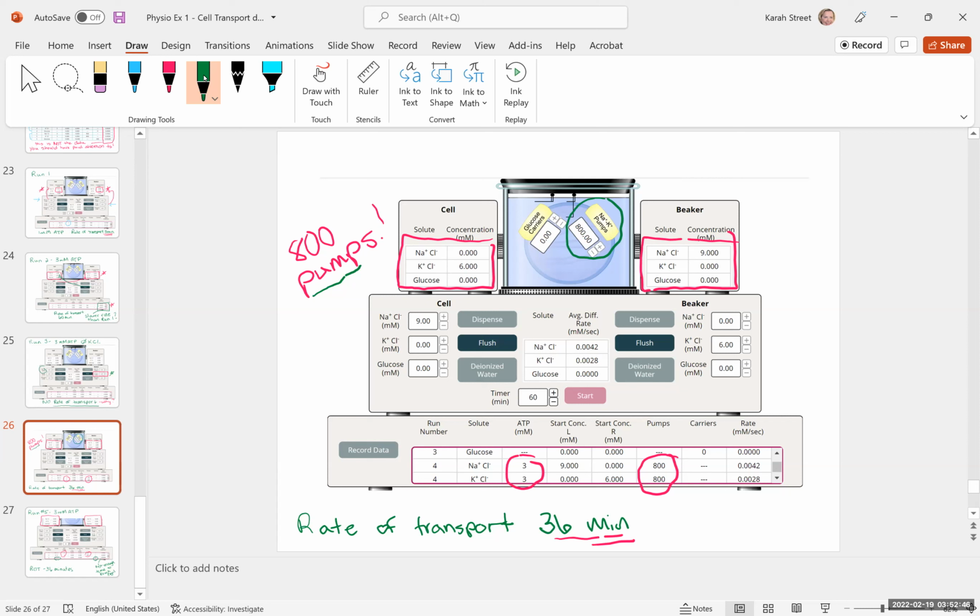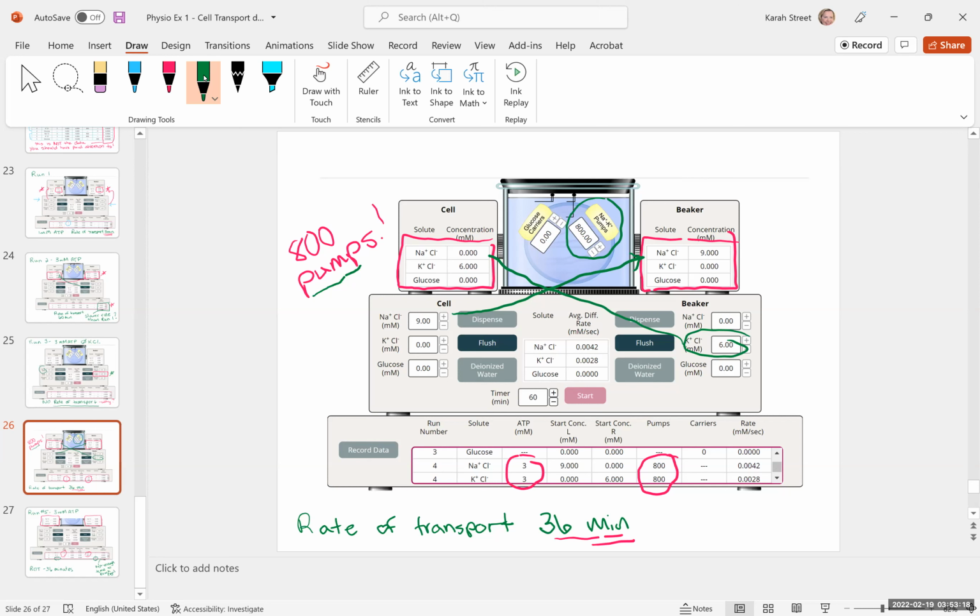Notice we used 3 millimolar ATP, and notice we moved all of the sodium from the cell to the beaker side and all of the potassium from the beaker to the cell side. Moved it all. We moved all of the potassium from outside the cell to inside, and all the sodium from inside the cell to the outside, to the beaker side.